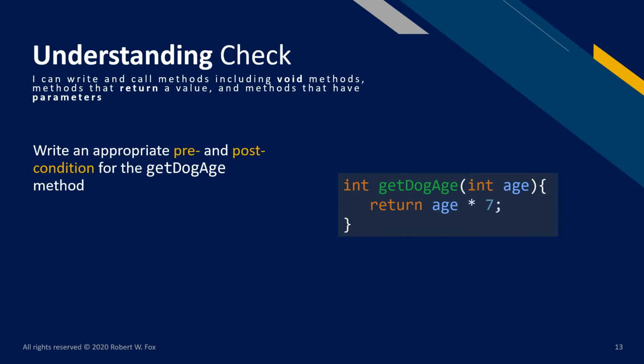Writing good pre and postconditions can actually be quite hard to get used to until you get some experience with it. And so I don't necessarily expect you to be experts, but I want you to have some familiarity with it, and we will practice it a bit. So to check your understanding, I've put the getDogAge method from the previous understanding check, and what I'd like you to do is pause the video and take a crack at writing the pre and postcondition to this. And when you're ready, unpause the video and we'll take a look at a sample answer.